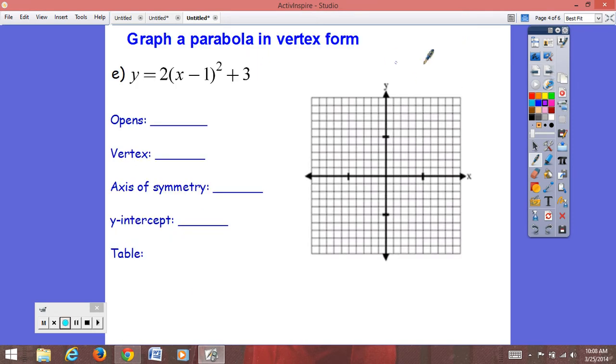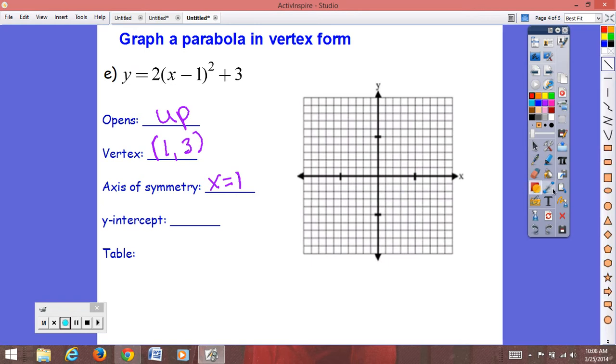Okay, so now we are going to graph a parabola in vertex form. So if we use our knowledge, our a here is positive, so this is going to open up. Our vertex is at the point (h, k), so that's at (1, 3). And our axis of symmetry is at x equals 1. So we can go ahead and plot that in, x equals 1. Throw that right in for our axis of symmetry.